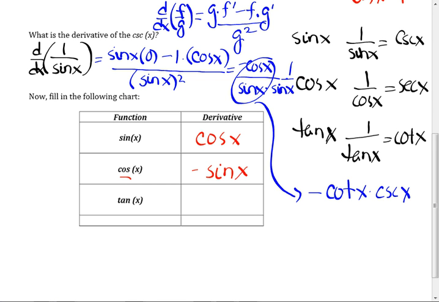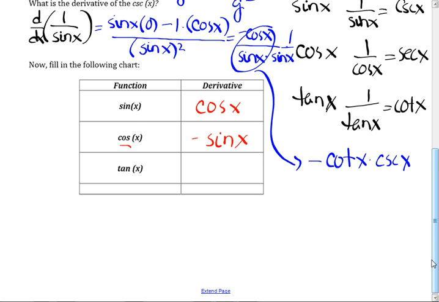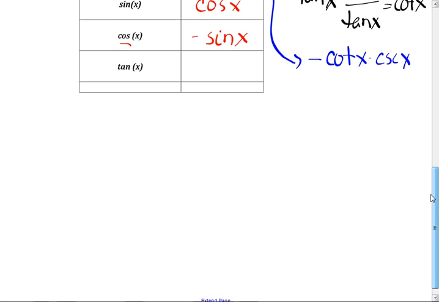Cosine over sine is cotangent. 1 over sine is cosecant. They could have chosen to write it as cosine of x times cosecant squared of x, but they didn't, because of this subtraction right here. And remember, the derivative of all the cofunctions is negative. Okay, here's what I do. I memorize a couple of them, and then I work the rest out.